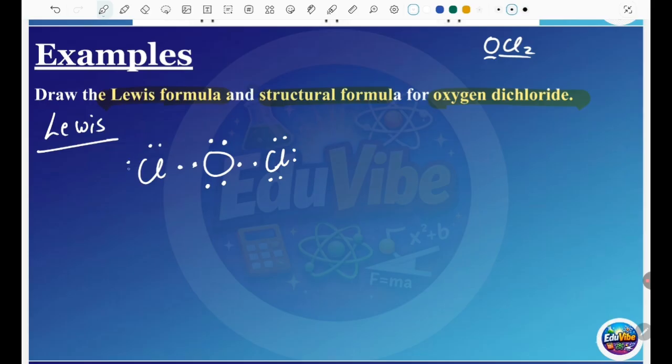So we will make this. Now all the atoms have the same number of electrons, 8. We completed the octet rule. So that's how the Lewis structure is made.